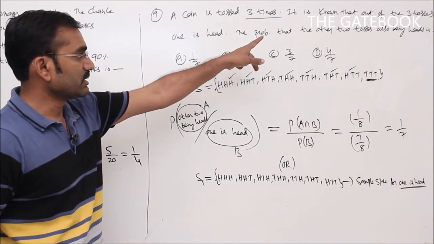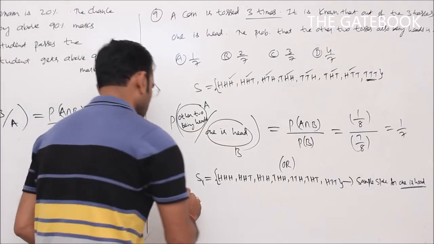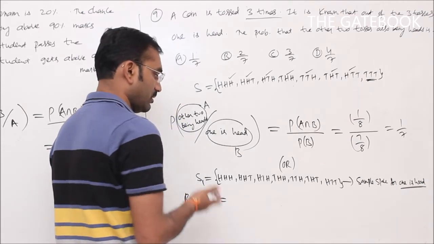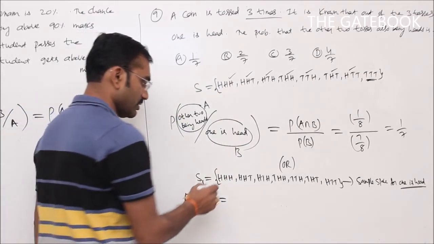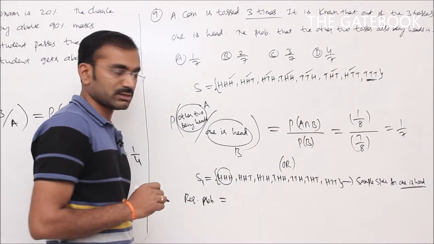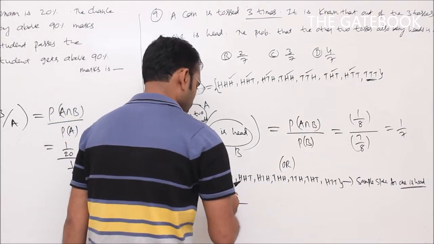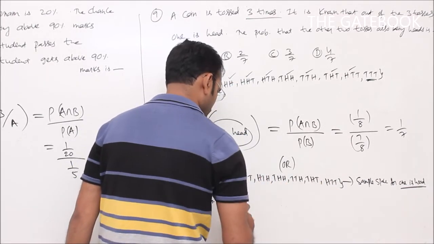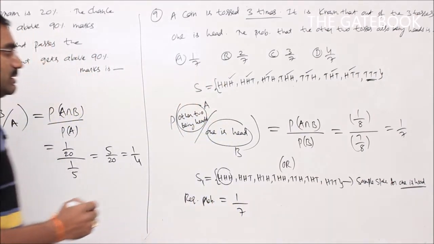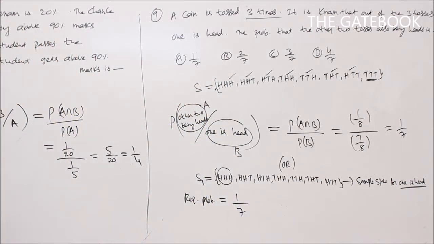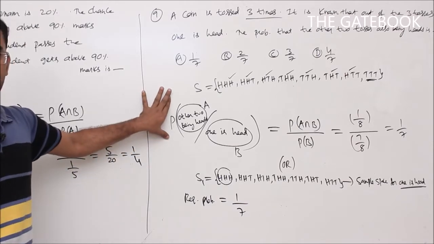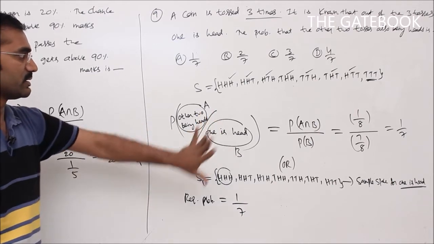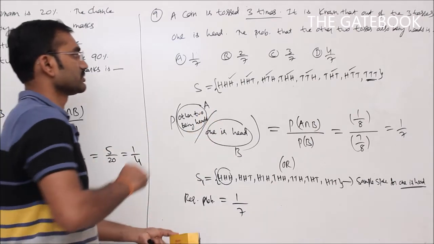Now, what is the probability that the other two tosses also being heads? The required probability is, other two also being heads means all three heads. There is only one favourable case for all three heads. So 1 by, the sample space for one is head contains how many sample points? There are 7 sample points. So the required probability is 1 by 7. We can apply the conditional probability definition, or we can do it like this also. Both give the same answer, 1 by 7. That is the correct answer, so option A is correct.